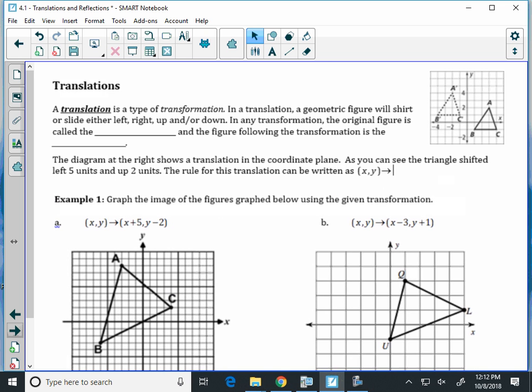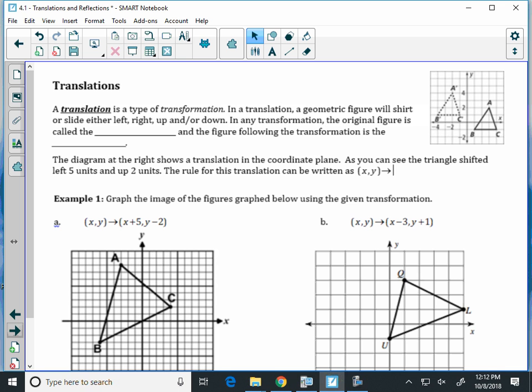And the reason why we're talking about translations and reflections together is because if you can count, you can do a translation and you can do a reflection. Okay? Not that bad. If you can count, you can do this.